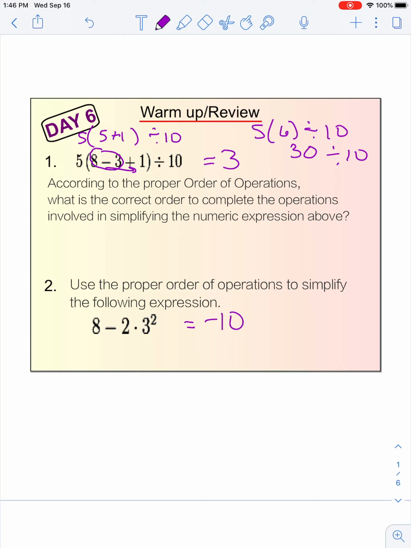In the second problem, the first thing you need to do is the exponent. And 3 squared is 9. It's 3 multiplied twice. So now we have 8 minus 2 times 9, which gives us, again, we need to do the multiplication first, so 9 times 2 is 18. So now you get 8 minus 18, which gives you your -10.